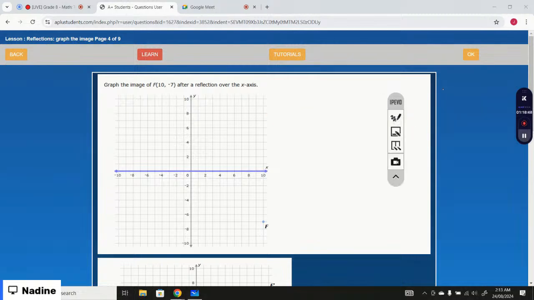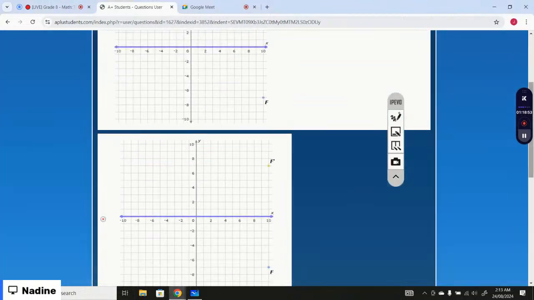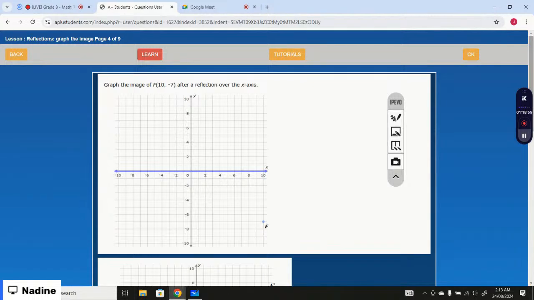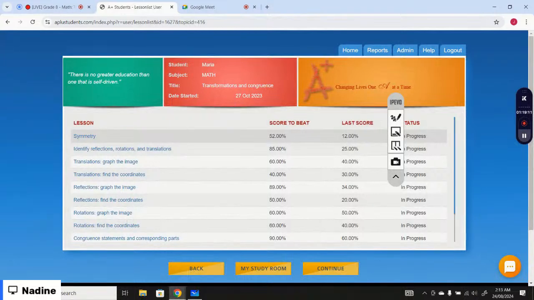Okay, so let's see which option is the correct one. Option number 1 is the correct option. Okay, you can complete the lesson by yourself later today. Let me move on to the next lesson, and the next lesson is reflections, find the coordinates. Let's start with the next lesson.